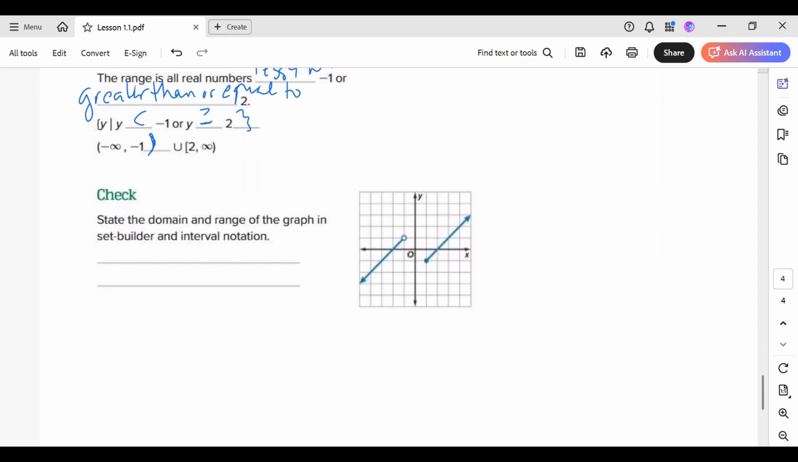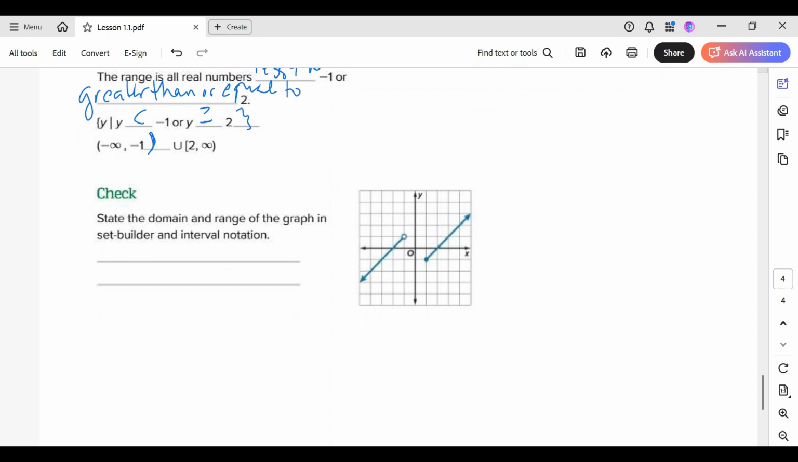So on this one, they want us to do a check. They want us to state the domain and range of the graph in set builder and interval notation. So on this one, when we look at domain, remember domain are your x's. So I have -1 here, +1 here. So I'm marking my pieces as to what I'm looking for. Our domain, x if and only if x is less than -1, because again it's open at -1, or x is greater than or equal to +1 because it is a solid dot there.